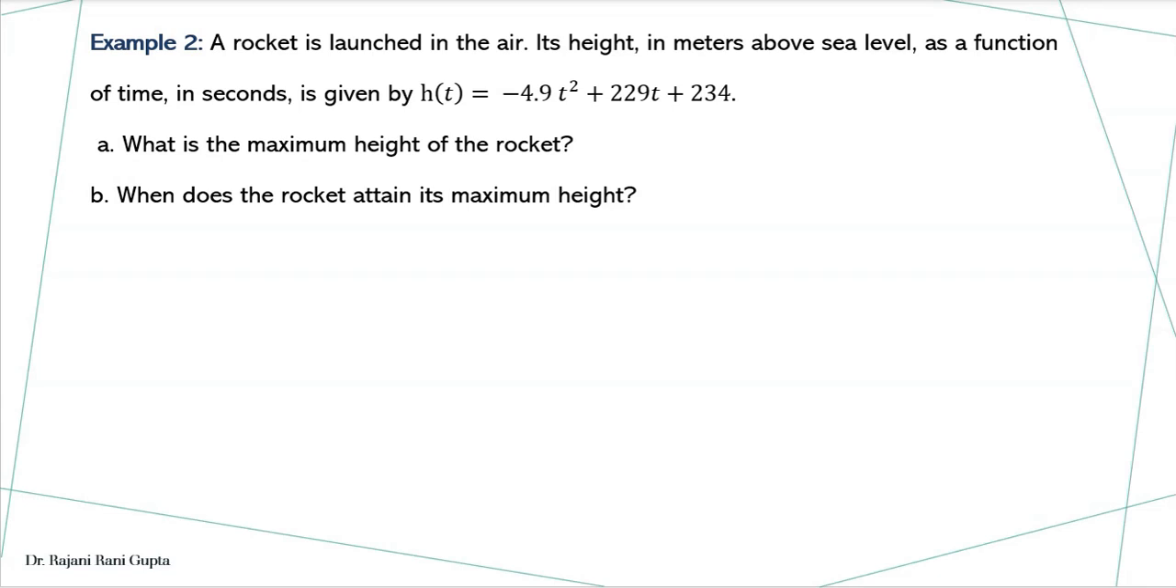A rocket is launched in the air. Its height in meters above sea level as a function of time in seconds is given by this. So again, you will have an expression here. Okay. What is the maximum height and when does the rocket attain its maximum height? So for both, you need to find the vertex. So again, comparing, we get the value of A as minus 4.9, value of B as 229, the coefficient of t, and value of C as 234.